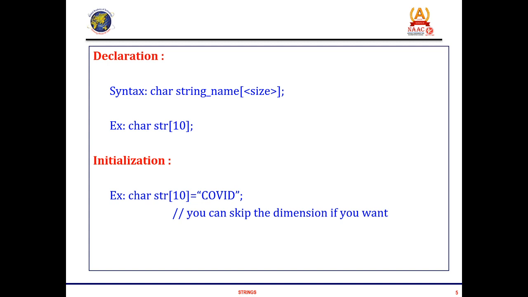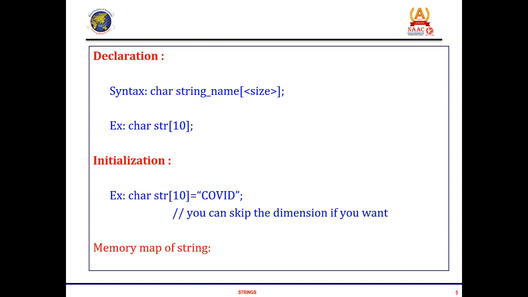And the same thing holds good here. You can also skip the dimension of an array, right? So you can remove this 10 and just have a pair of opening and closing square brackets followed by the equal to symbol and other stuff. Now let us look at the memory map of string.